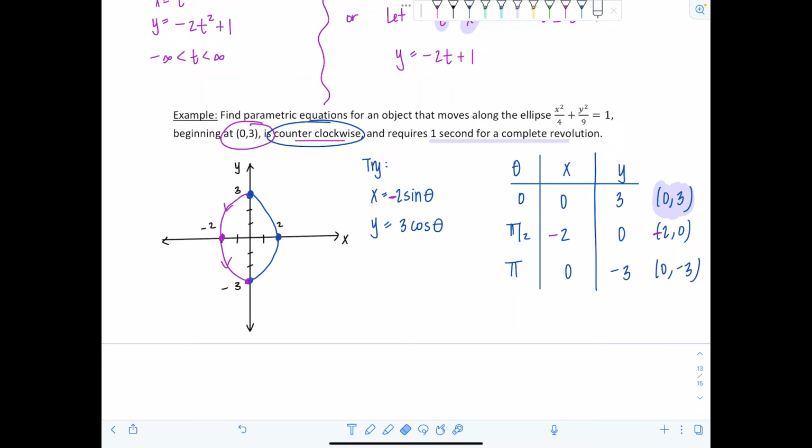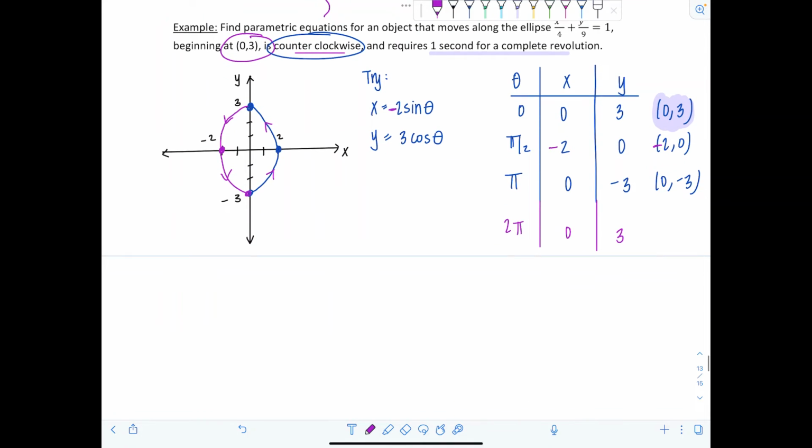Okay. Now, how long will it take for one complete revolution? Well, theta will have to range all the way from 0 to 2 pi, right? And then when we're back at 2 pi, then this will be 0 and this will be 3 again. So let's think about what they're asking us to do at the very end. They want 1 second for a complete revolution. So right now theta ranges between 0 and 2 pi. That's 1 complete revolution. And what we want is for our parameter to represent time and for that to range between 0 and 1, being measured in seconds.